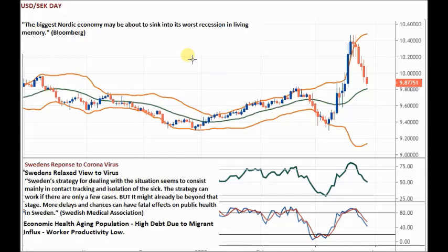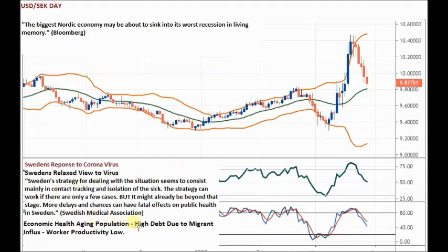And it could be a catastrophic recession. Now, in terms of watching this pair, you need to look at Sweden's response to the coronavirus, because if you look around the world, populations are under lockdown. Not in Sweden. You can still go to the restaurant, you can still go to the pub. A very relaxed way of dealing with the virus, which has got many observers concerned.